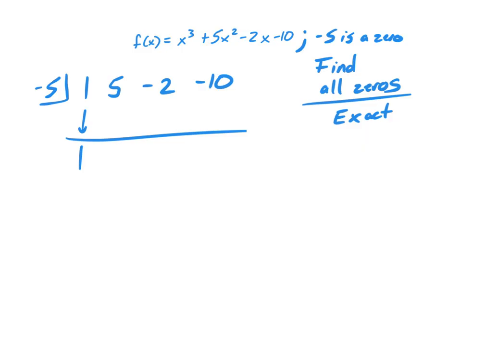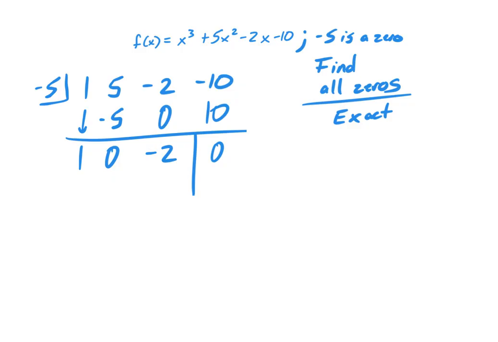We're going to bring down the 1. Negative 5 times 1 is negative 5. 5 plus negative 5 is 0. Negative 5 times 0, 0. Negative 2 plus 0, negative 2. And then this last number here is always our remainder. If I tell you that negative 5 is a 0, we better get a remainder of 0. If I don't get a remainder of 0, I have done something wrong. Hey, we have to get a remainder of 0. So that all looks pretty good because we get a remainder of 0.